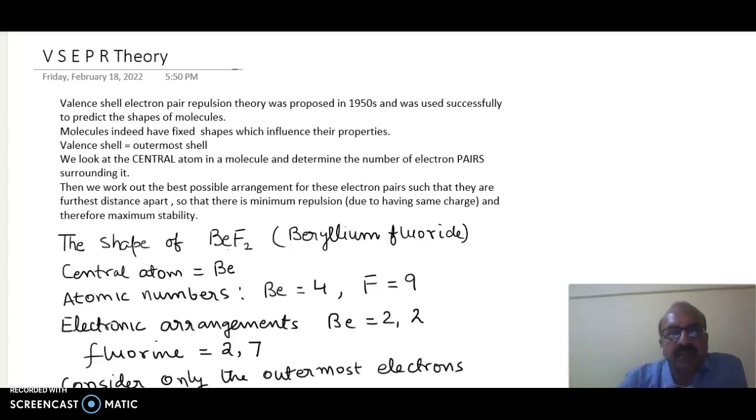Then we look at the electronic arrangements. For beryllium, it will be 2, 2, and for fluorine, it will be 2, 7. And now we have to only consider the outer electrons, 2 electrons of beryllium and 7 electrons for fluorine, which will take part in bonding.